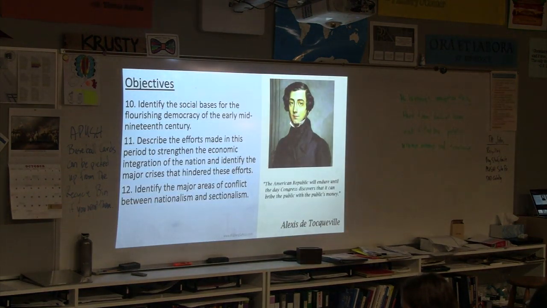Amen. We have 3 objectives today. By the end of class today, you should be able to identify the social basis for the flourishing of democracy in the mid-19th century. You should be able to describe the efforts made in this period to strengthen the economic integration of the nation and to identify the major crises that hindered the efforts to strengthen the integration. You should be able to identify the major areas of conflict between nationalism, which is thinking of the country as a whole, and sectionalism, which is thinking of the country in its parts.